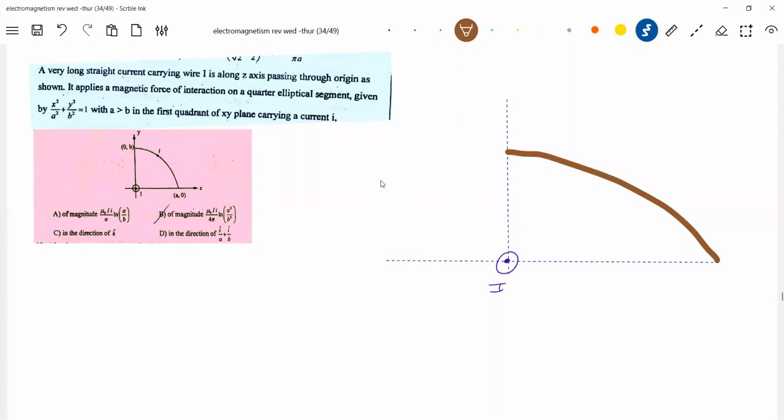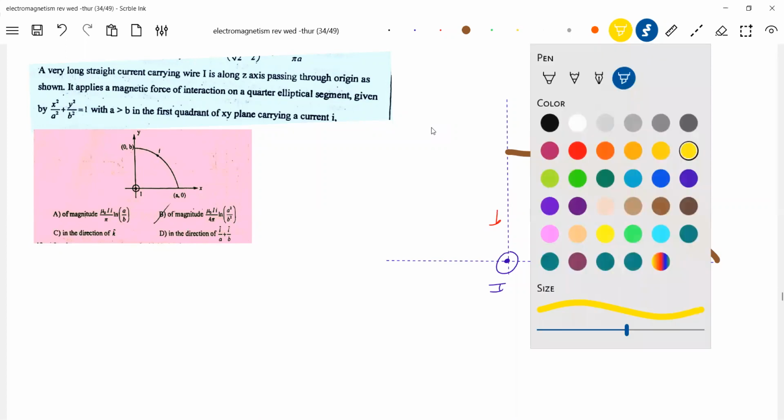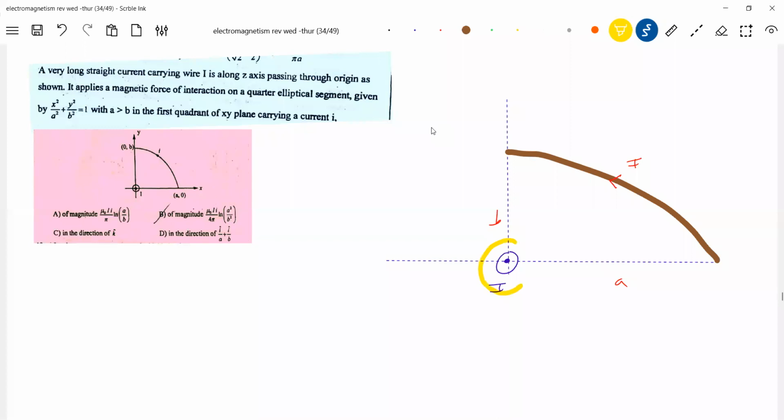I think it's visible for you, no? This is A, this is B. How will the lines of force due to this be? How are the resulting lines of force? I'm trying to confuse you by giving lines of force. Lines of force will be concentric circles.